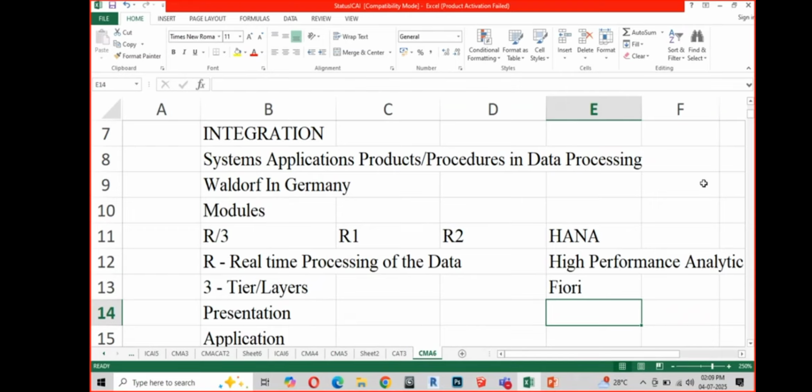So like this, Fiori is one of the other significant things that happened in the HANA process. So one was a database.